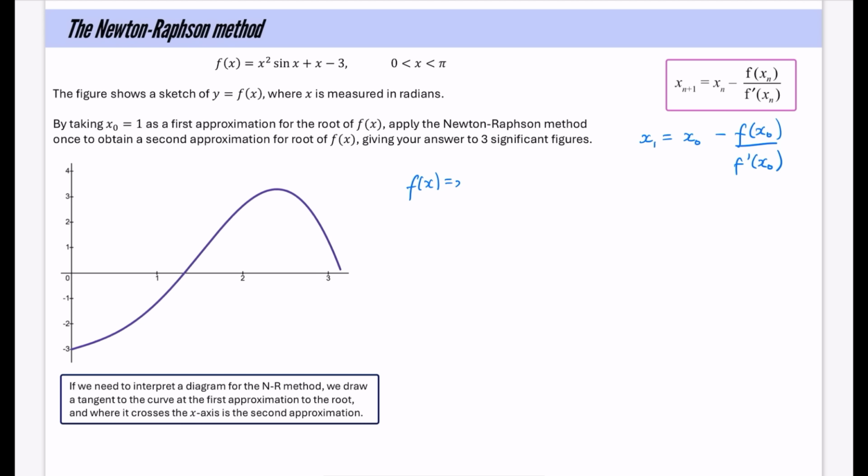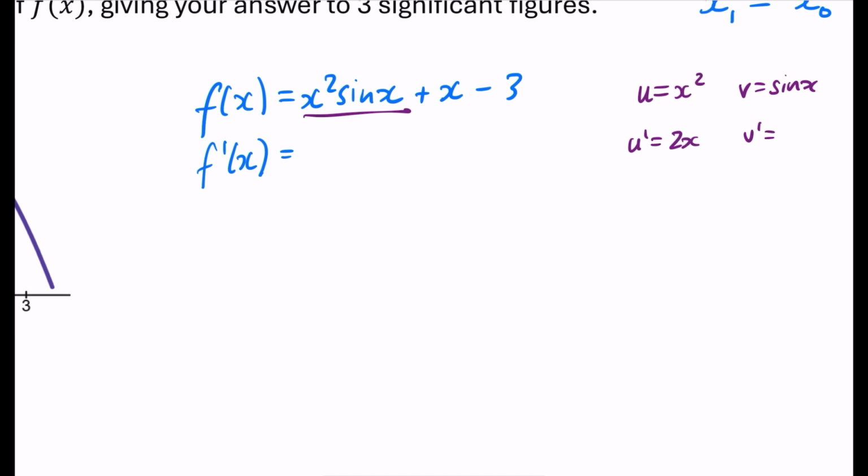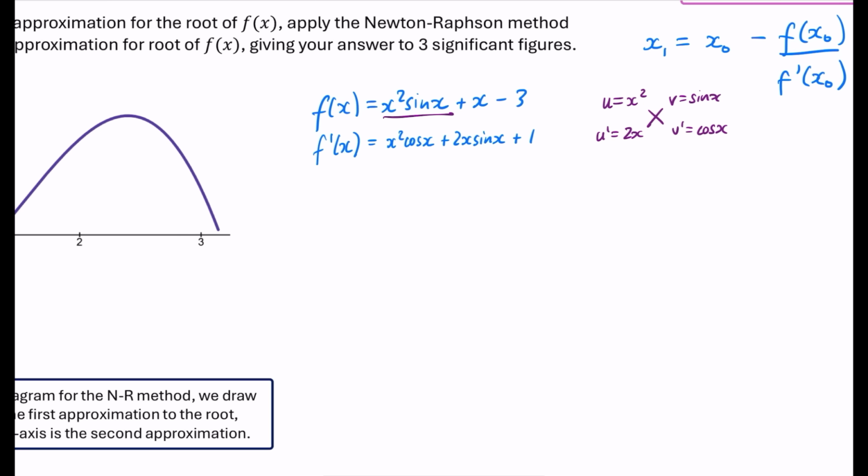So if f of x is x squared sine x plus x minus 3, let's differentiate it to find f dash x. Now this is going to need to use the product rule. So we have that u is x squared and v is sine x. If you're doing further maths or you've done loads of revision already, you probably don't need to do it like this. But obviously x squared goes to 2x and sine x goes to cos x. And for the product rule, we get these things multiplied. So that's going to give me the x squared cos x, and it's going to give me a 2x sine x. x differentiates to 1, and minus 3 is not used at all because it differentiates to nothing.